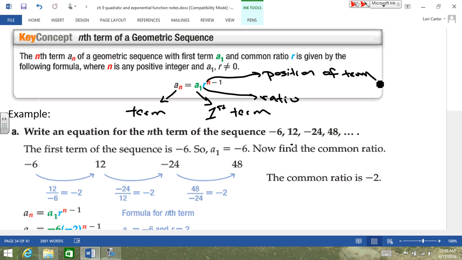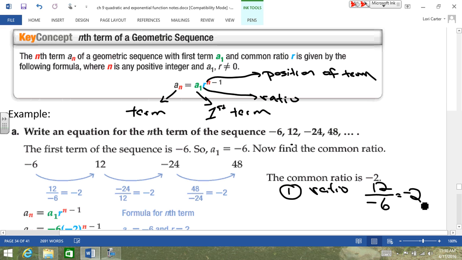All right, we want to write the equation this time. So what do I need to do? What's step 1? Find the pattern. How do I find it? Step 1, ratio. You take 12 divided by negative 6, A2 divided by A1. Negative 2. Does it work every time? Yes.